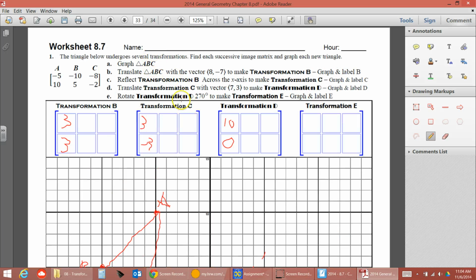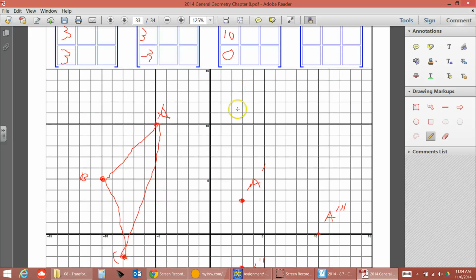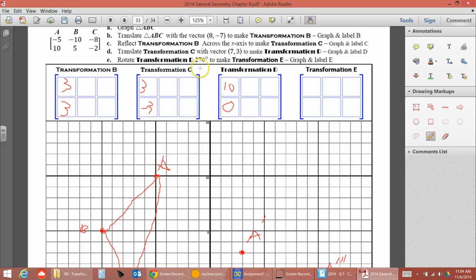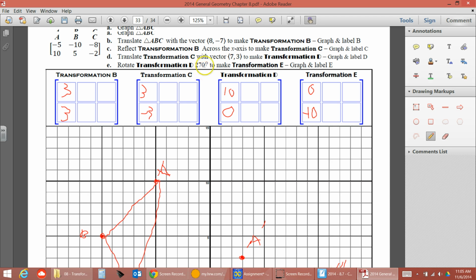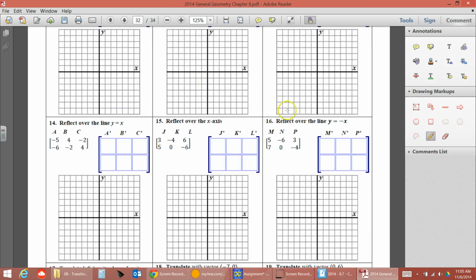Now, over here, we finished off transformation D. Now, it says rotate 270 degrees to make transformation E. Okay, let's see. That means I've got to take this new point here and rotate it 270 degrees counterclockwise. The rule for 270 degree rotation is you switch the positions, and I think you make the B negative. Let me scroll up here and check. I think I have it in the homework.